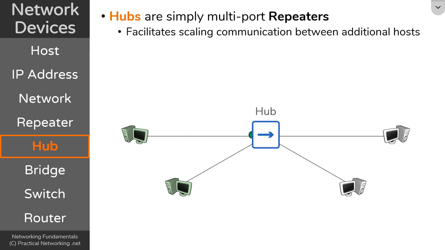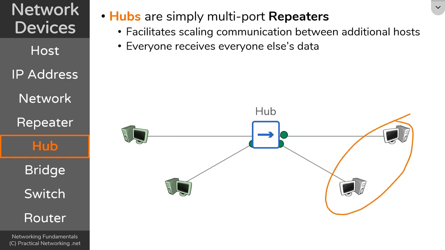A hub is the first device that allows us to connect multiple devices in the center, and now all of them have connectivity to each other. But as you can probably see, the problem with a hub is that everybody receives everybody else's data. These two hosts over here, which are uninvolved in the communication between these two hosts, are receiving a copy of everything they send.